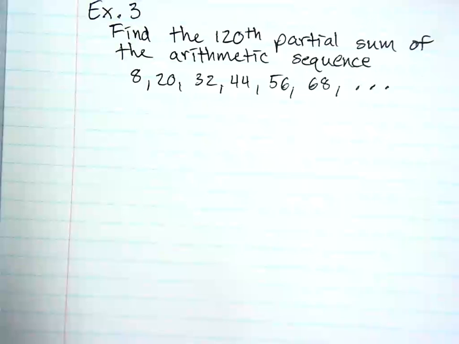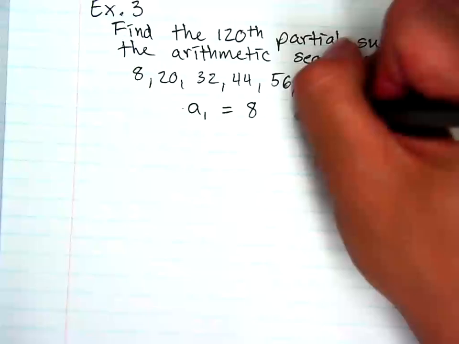So let's go ahead and first write the general sequence for this. So a sub n is going to be equal to 8 plus n minus 1 times 12. Simplify that, we get 8 plus 12n minus 12. And then all the way down, we have a sub n is going to be equal to 12n minus 4.